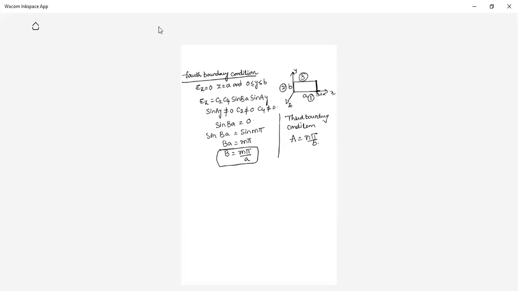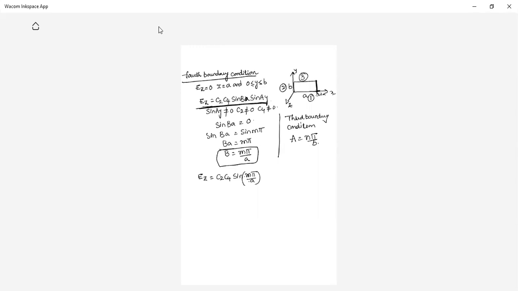So now this is our basic expression. We should not forget this Ez expression. So now I'll try to substitute those things in this expression. Ez can be written as C2, C4, sin, what is capital B now? M pi by A into X. Actually this is X.